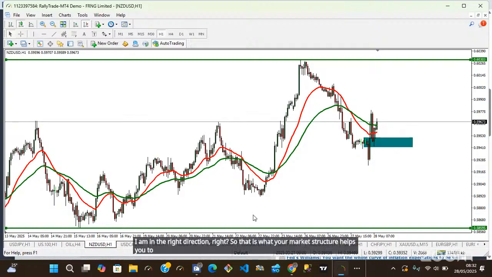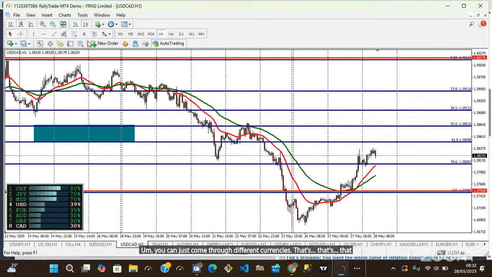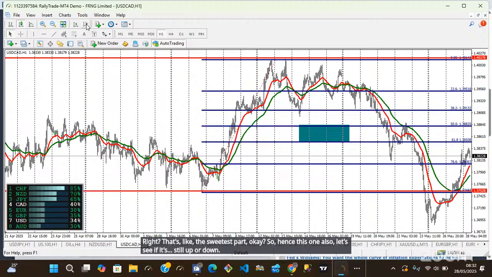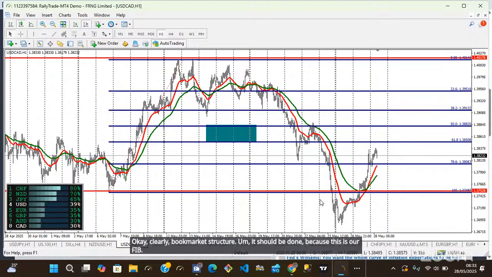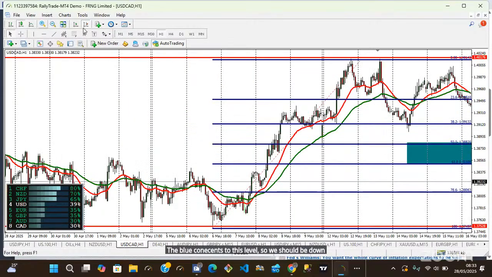Okay, so now NZDUSD also, we are looking at being bullish. You can just count through different currencies. That's the sweetest part, right? That's like the sweetest part. Okay, so hence this one also. Let's see if it's still up or down. Okay, clearly it broke market structure, and it should be down because this is our fib. It broke 100% to this level, so we should be down at the moment.